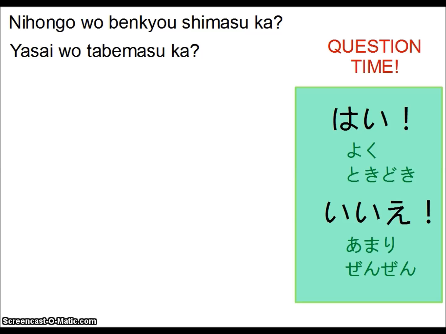野菜を食べますか?はい、私は野菜をよく食べます。I eat vegetables a lot because I love vegetables and they're very healthy for you.